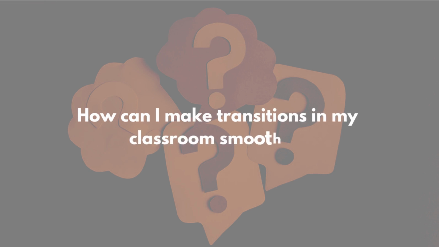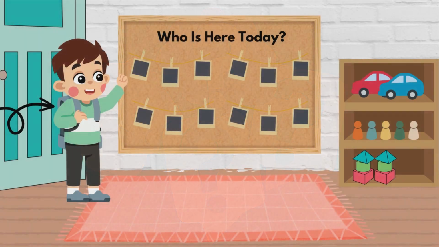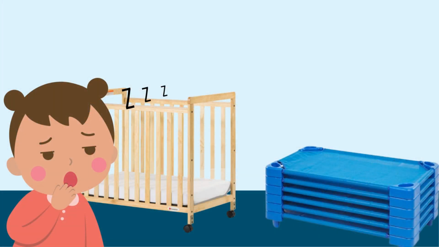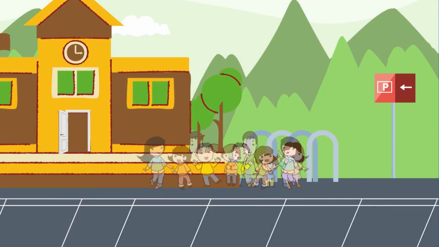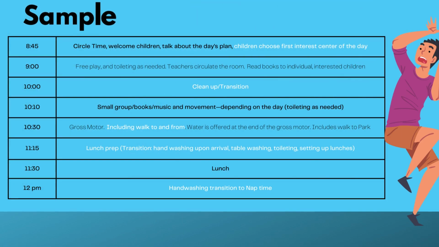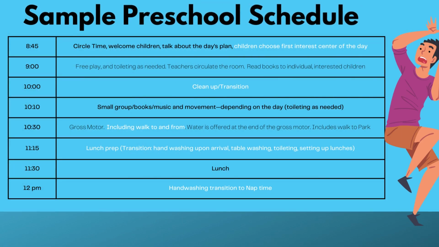How can I make transitions in my classroom smoother? Many transitions happen in a day: the transition from home to school, the transition to nap, as well as inside to outside and back again for gross motor or walks. With so many transitions, children and adults can begin to feel fearful, overwhelmed, or frustrated.